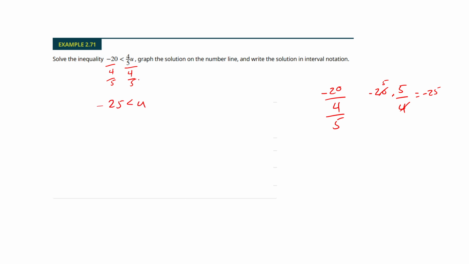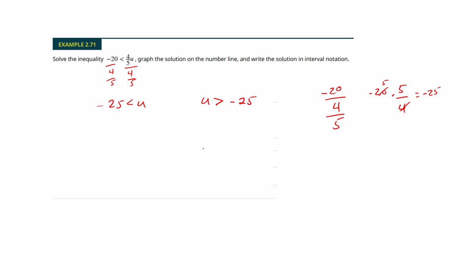Now be careful here. We have a negative involved, but we did not divide by a negative. We divided by a positive, so this is fine. Now, this says negative 25 is less than u. And that gives me some trouble. Like, you can read it that way. But I like to just go ahead and turn it around so it's the same way that we have been reading it. And change it back. So, okay, u is greater than negative 25.